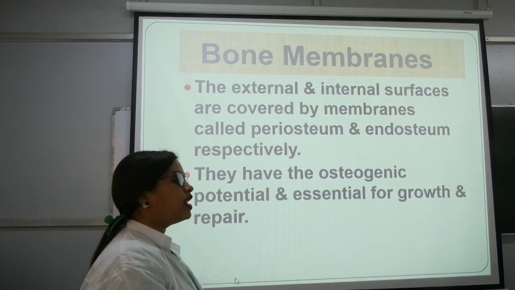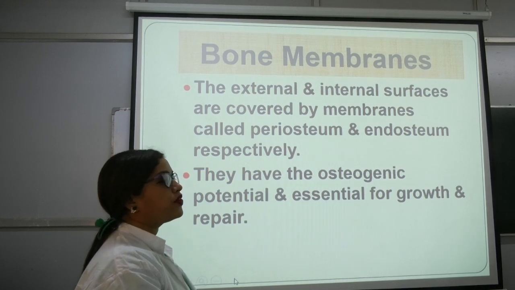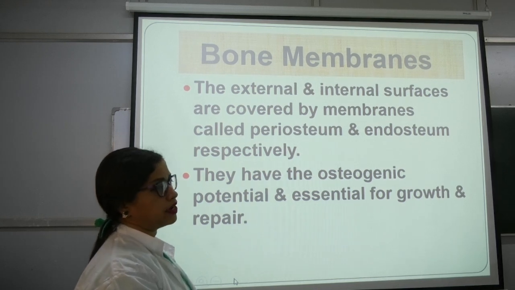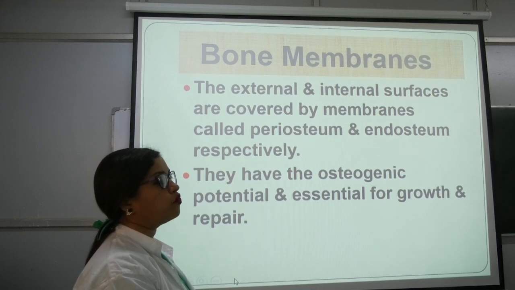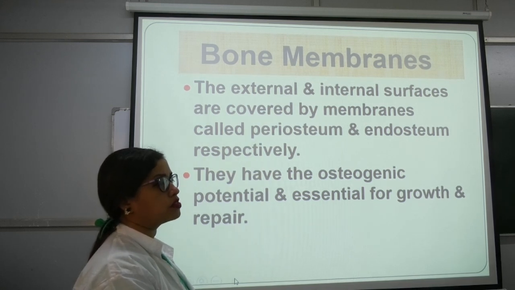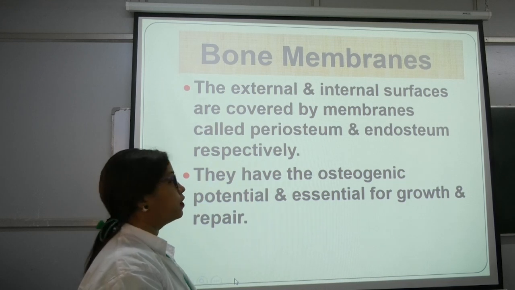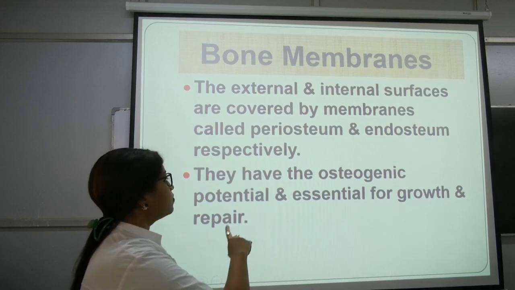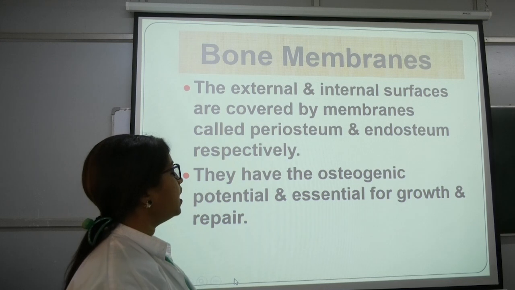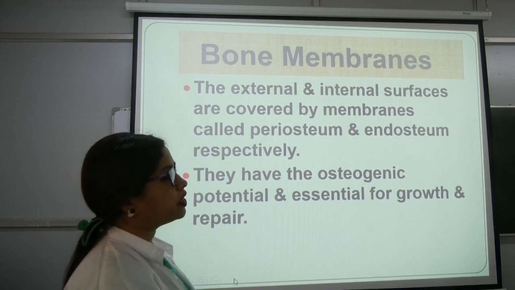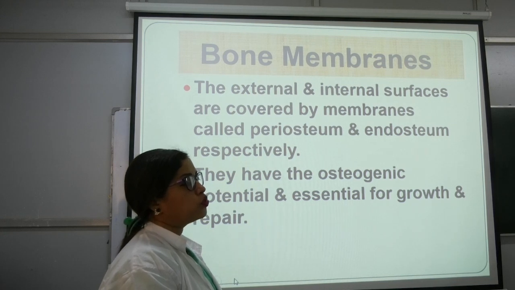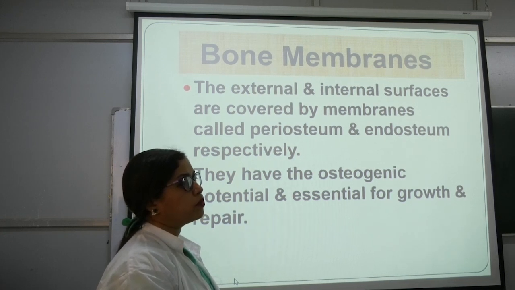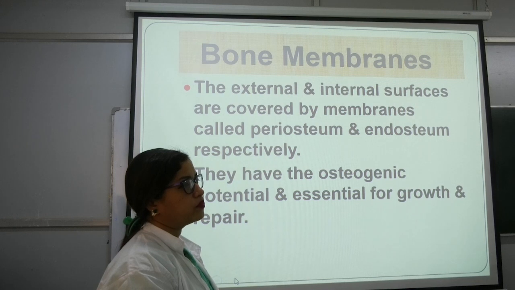Okay, and which cell is predominantly found in bone matrix? Answer is osteocyte. Okay, and the bone forming cell is osteoblast. So they have the osteogenic potential which is essential for growth and repair. So could you tell for male the growth of bone is up to which year? And for female?